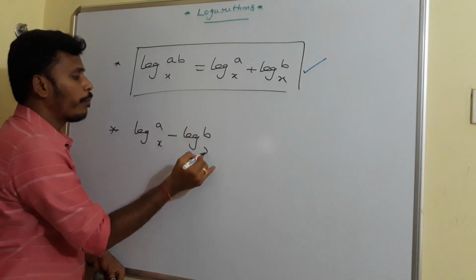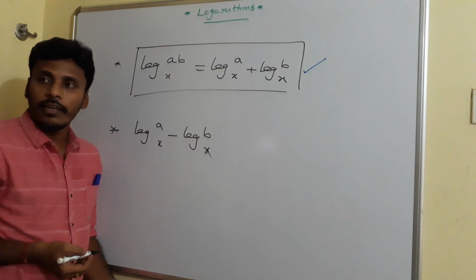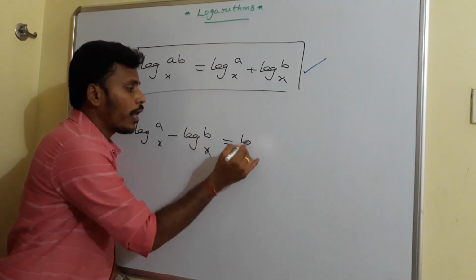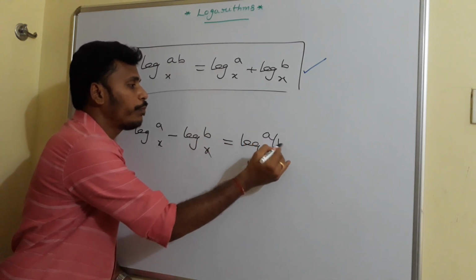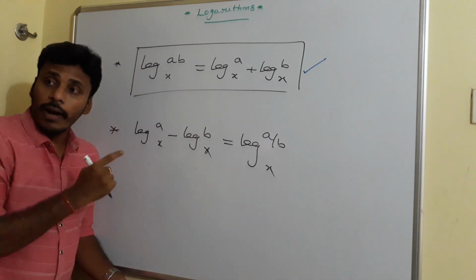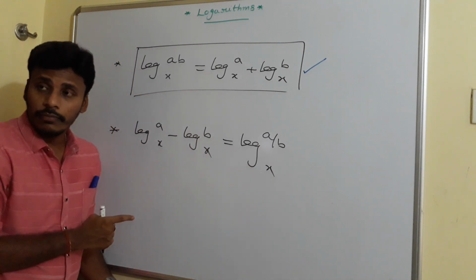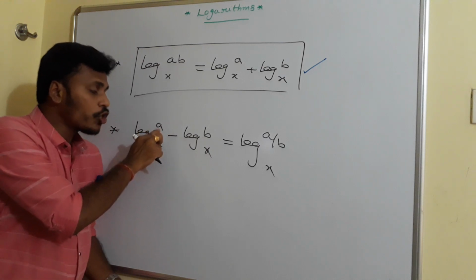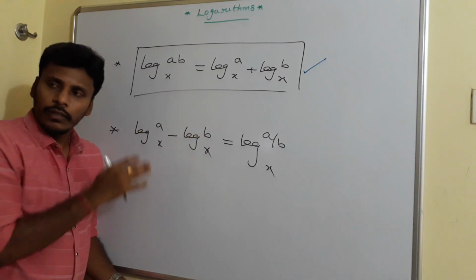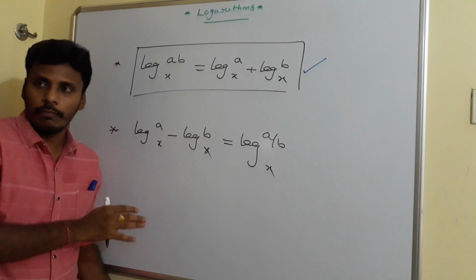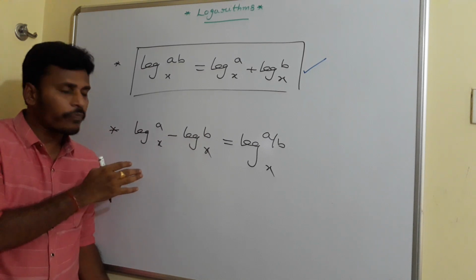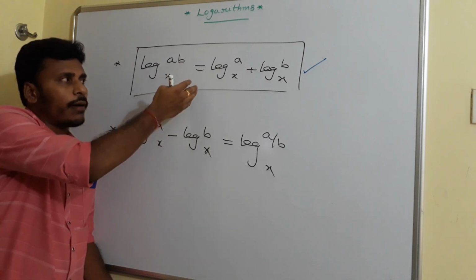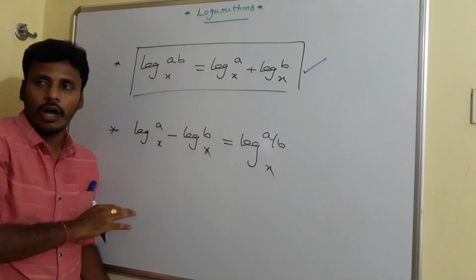Minus logarithm of b base x. There is a minus sign in between them. See, log a base x minus log b base x will become logarithm of a by b base x. If a minus sign is there in between the logarithms, you need to write it like the division, the ratio of this a and b. Similarly, you have a chance to prove it, but I am neglecting the proof here. Just similarly as the above law, you are able to do this law also.